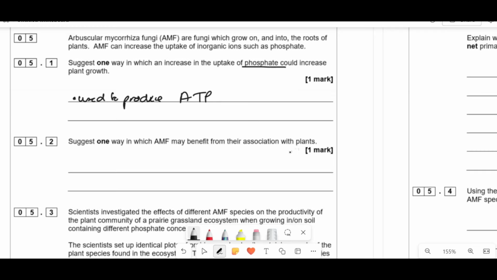Suggest one way in which AMF may benefit from their association with plants. Only about 60% of people got this. It's asking why this thing living on the roots of plants and doing its job for it means it's going to have a good time. Well, it's a mutual relationship.